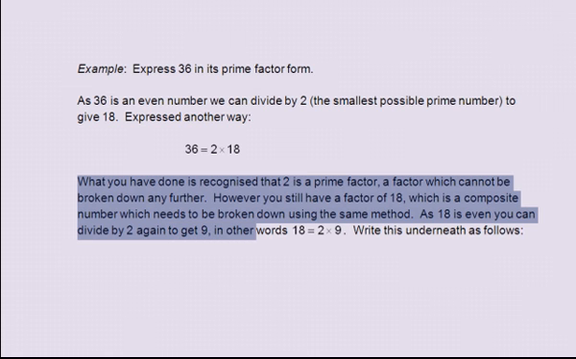In other words, 18 equals 2 multiplied by 9. Write this underneath as follows. You know that 36 equals 2 multiplied by 18. You have just calculated that 18 is equal to 2 multiplied by 9. And so the 2 multiplied by 9 is written underneath the 18.